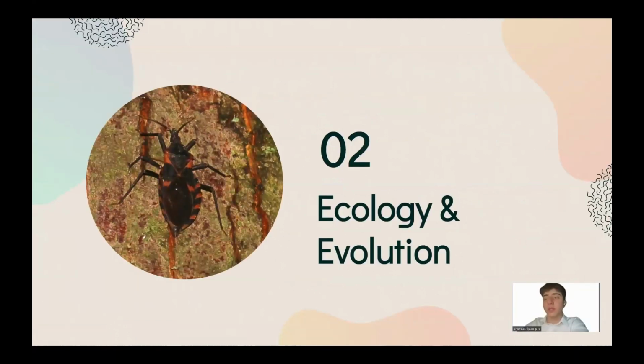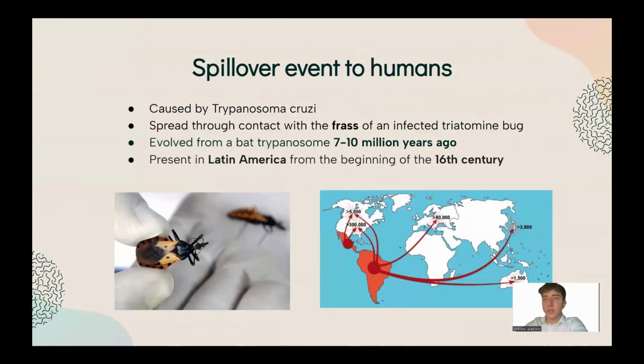And now we're going to go into the ecology and evolution of Chagas disease. So Chagas disease traces its origins back to 7 to 10 million years ago from a bat trypanosome. And evidence also suggests that indigenous populations in South America were affected by T. cruzi as early as 9,000 years ago. And it likely originated specifically in the Andean region, spreading as settlements expanded and deforestation increased.